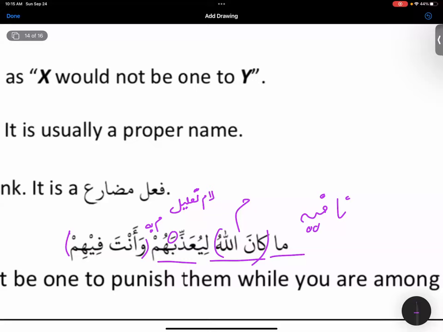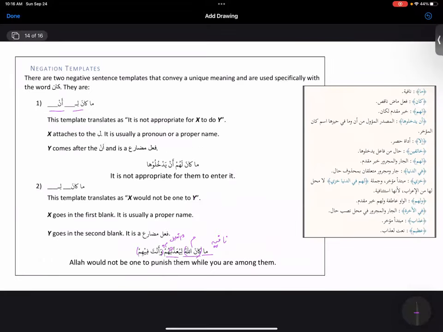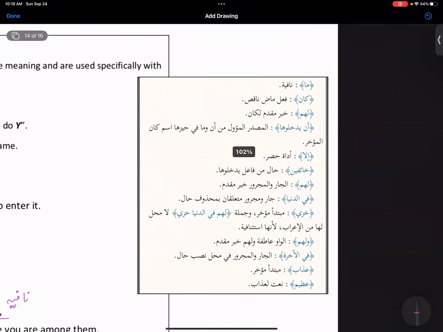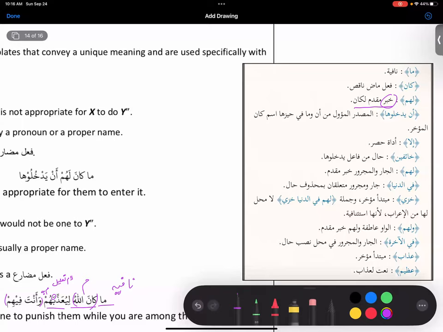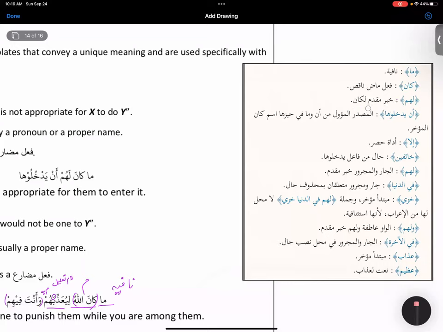So ma kana Allahu liyu'adhibahum, I think the whole thing should be the mubtada, and wa anta fihim, this jumla haliya, is basically the khabar of kana. So this is how I think it should be. Let me see what I put over here. Yeah, okay. So ma is nafia, kana is fil madi naqis, lahum is khabar muqaddam of kana. They call it khabar muqaddam. I told you guys they call shibh jumla khabar as well. And then an yadkhuluha is master mawwal, a compound ism.